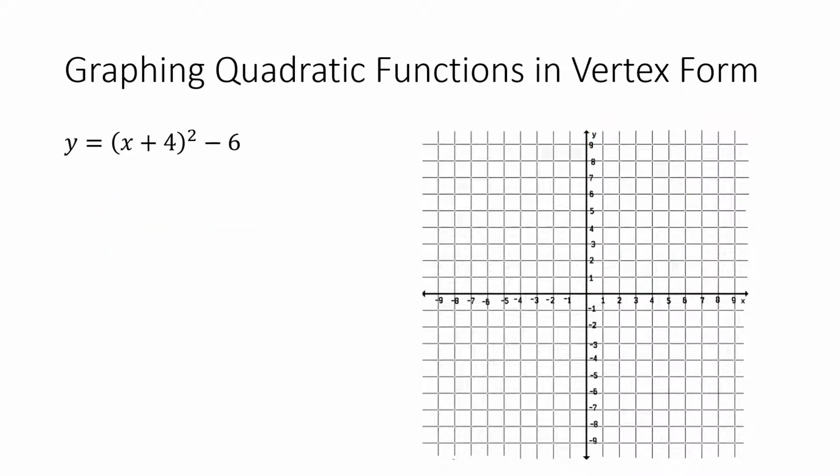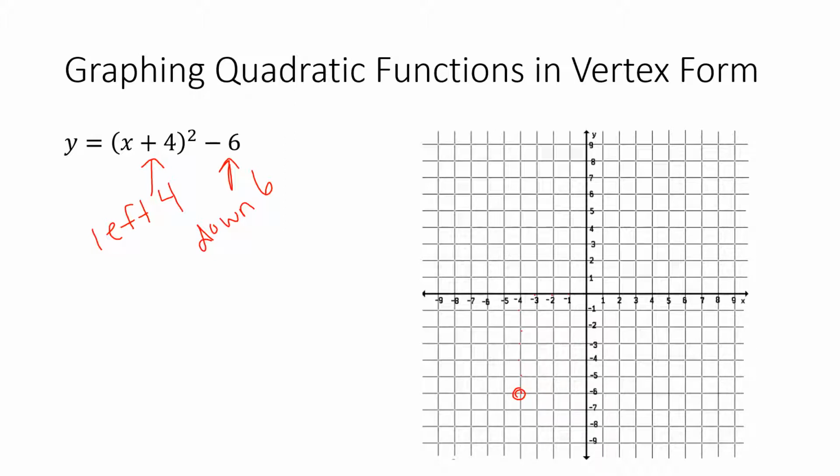Try another one. Y equals x plus 4 squared minus 6. All right, x plus 4 shifts our graph to the left 4. The minus 6 shifts our graph down 6. That's where we need to start. That's our vertex. So from the origin, I'm going to go to the left 4, 1, 2, 3, 4, and down 6, 1, 2, 3, 4, 5, 6.